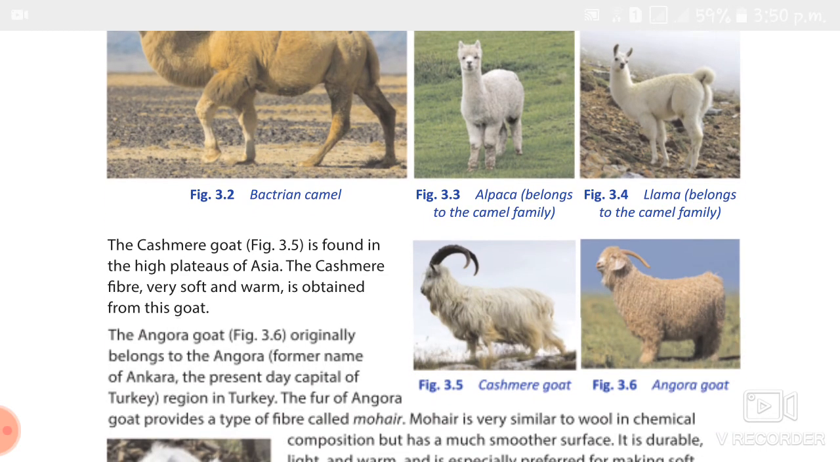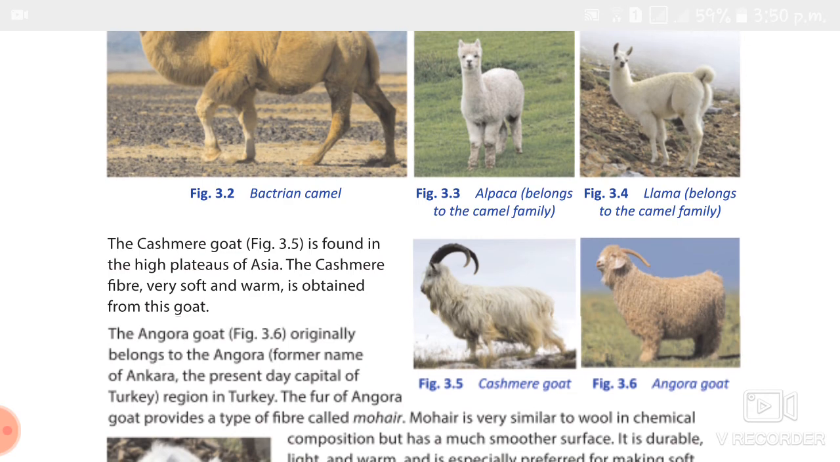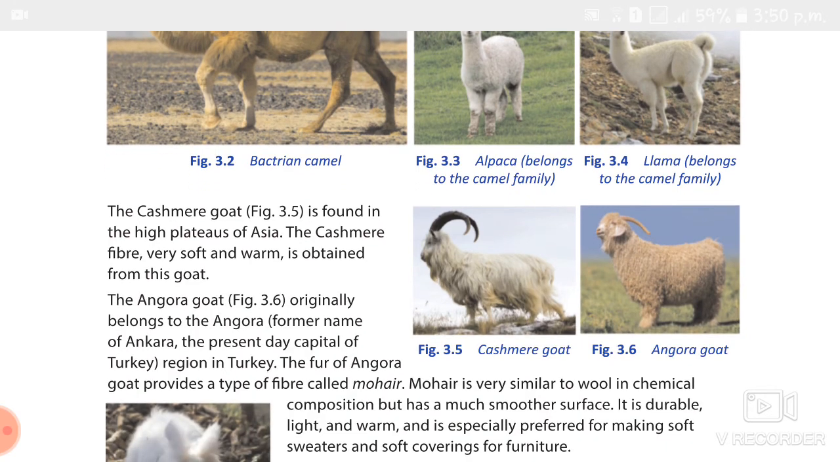Now we studied about camel. Next one is goat. Here, the first one is the Kashmir goat. You can see this picture. It is found in the high plateaus of Asia, like the mountains of Tibet, China and Kashmir.